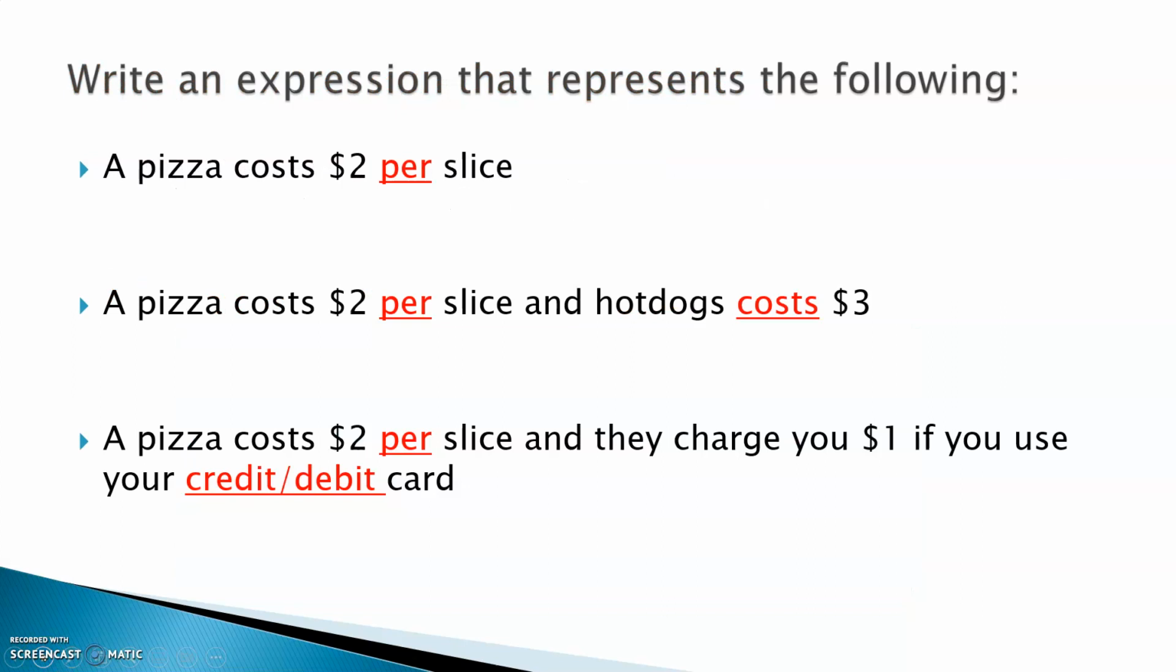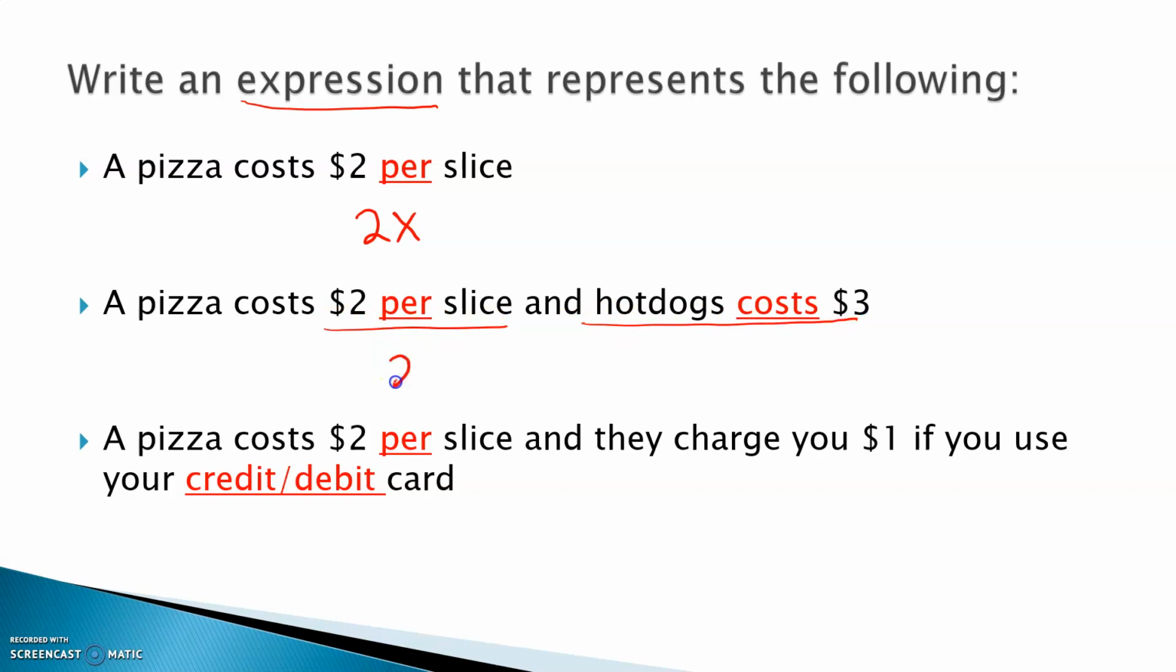Before we get into the definitions, I want to take you guys back to semester one, because you have actually already been working with polynomials. In semester one, you were writing expressions that represented situations like these. For example, a pizza costs $2 per slice. How could we represent that? We used to say 2x. That represents $2 per slice of pizza. Let's go on to the next one. A pizza costs $2 per slice and hot dogs cost $3 each. Again, how could we represent that?